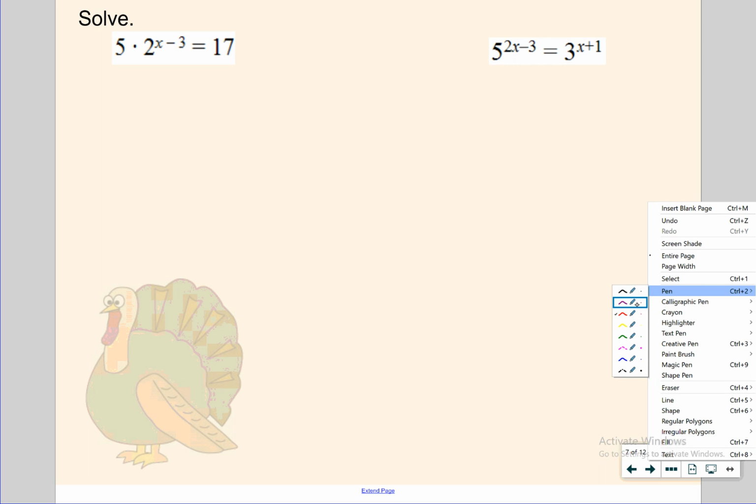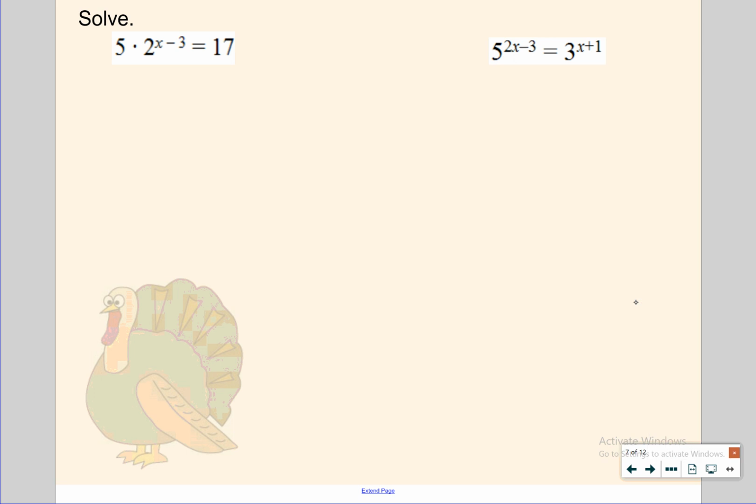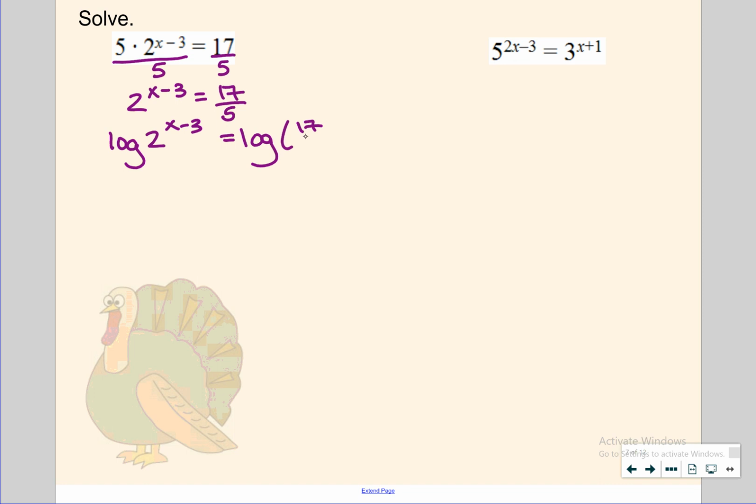Let's practice a couple. Let's try these two. 5 times 2 to the x minus 3 equals 17. All right. First thing I need to do is isolate the exponential expression. So that 2 to a power, I need to get it by itself. What do I need to move to the other side? 5, so I'm just going to divide by 5 on each side. So 2 to the x minus 3 equals, I'm just going to leave it exact. I'm not going to round unless I have to, 17/5. As soon as you've got your base alone, we can now introduce the log into the equation. So I'm going to take the log on both sides. Log of this equals log of this.